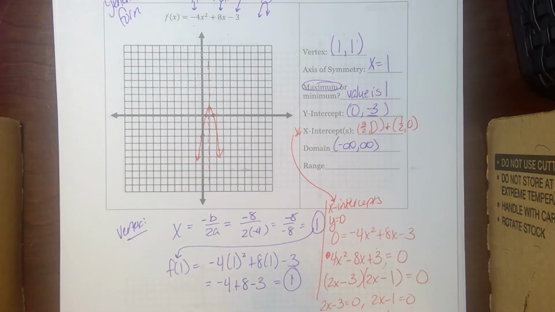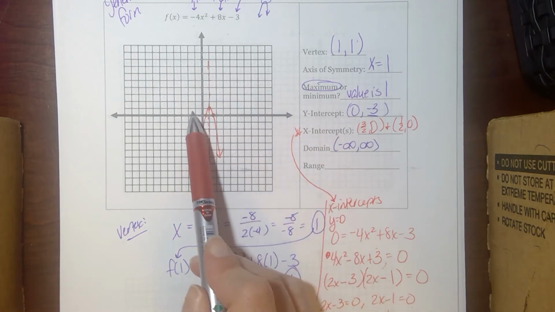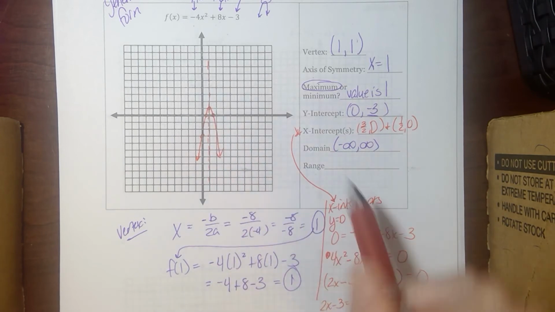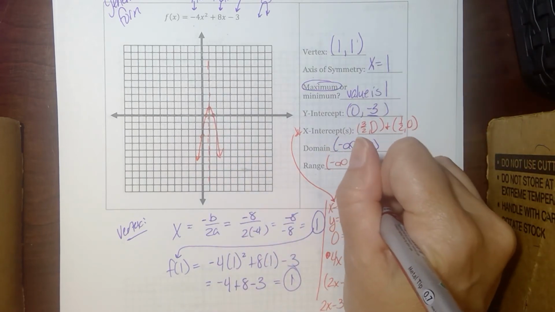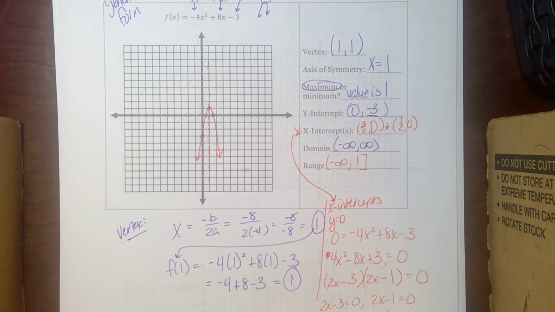Now we need to fill in range. Range is limited by the maximum or minimum. In this case, we have a maximum value for the range, so that's the highest possible point. So my range is from -infinity up to and including 1.